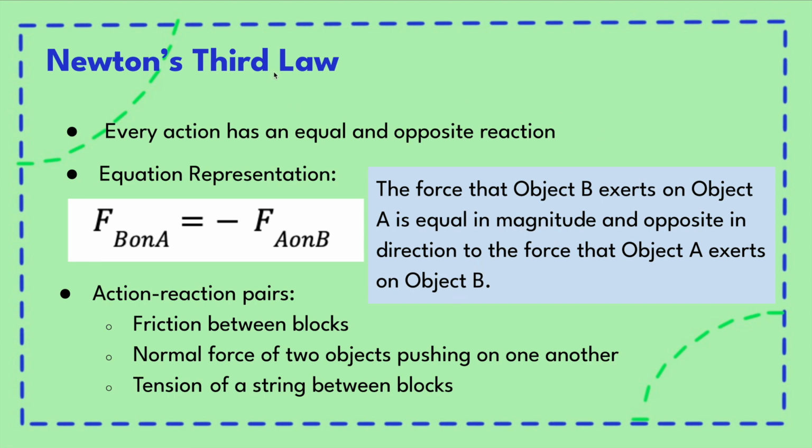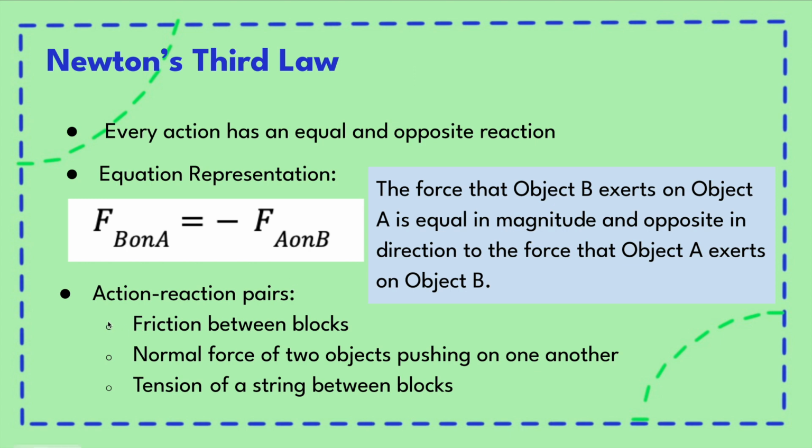Something that we see with this law is action-reaction pairs. So these two forces shown in the equation representation are action-reaction pairs because the forces that the objects are exerting on each other are equal in magnitude and opposite in direction. So being equal in magnitude and opposite in direction is what qualifies an action-reaction pair.